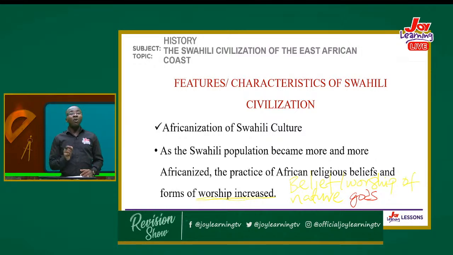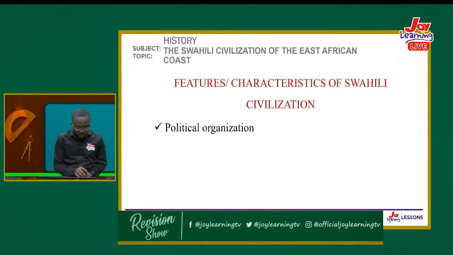We are told that it was only the Muslim rulers or the sultans who continued to preserve or to keep their Islamic practices. But for most of the settlers along the coast, they took to the worship of nature gods, as well as the belief in witchcraft and evil spirits. All right. So we are done with looking at the Africanization of the Swahili culture as one of the features of the Swahili civilization.